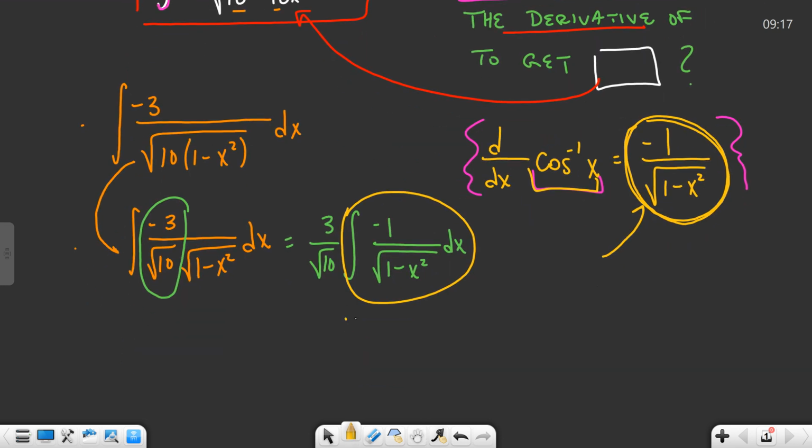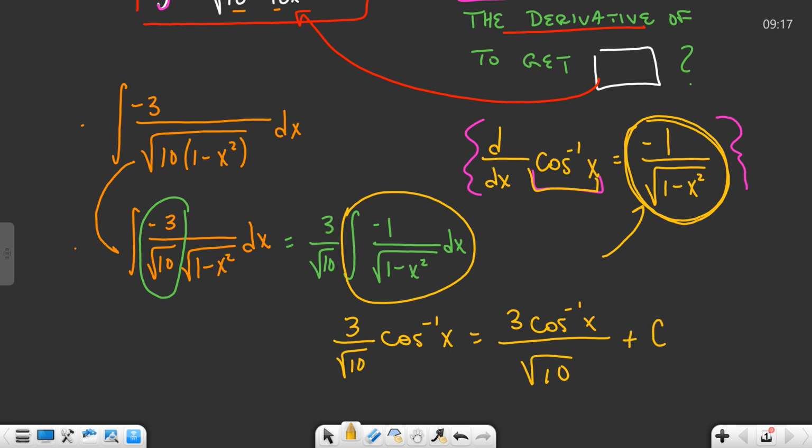So our answer here would be 3 over the square root of 10 times the inverse cosine of x. Or we could write it 3 inverse cosine negative 1 of x over radical 10. We do need to put the plus c here because the plus c represents that arbitrary constant that we talked about in indefinite integrals.